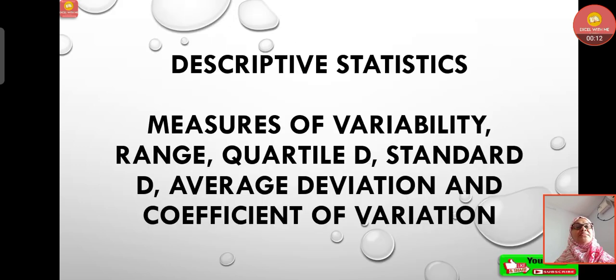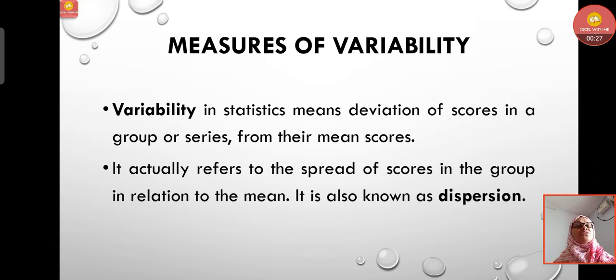Let's start today's class, that is descriptive statistics of the paper research methodology, with the subtopic measures of variability, range, quartile deviation, standard deviation, average deviation and coefficient of variation. Let's start with measures of variability.